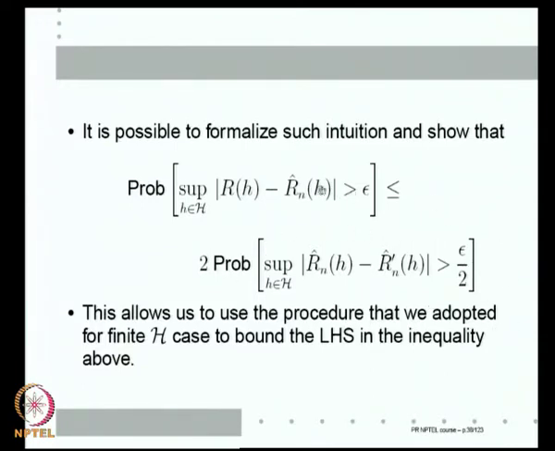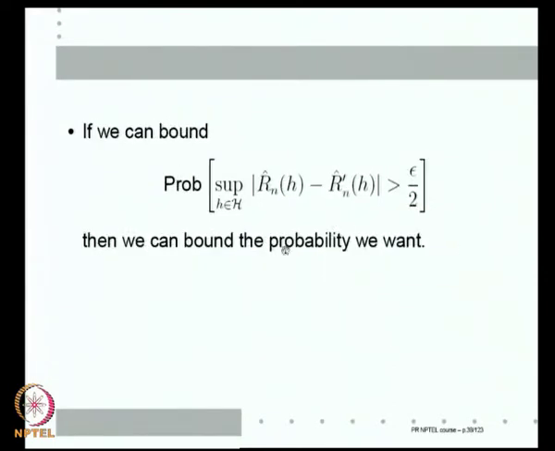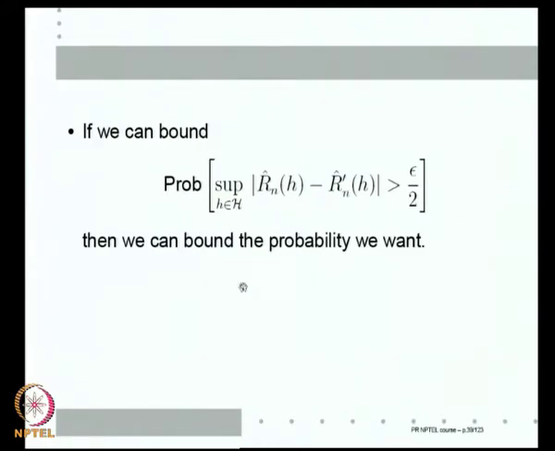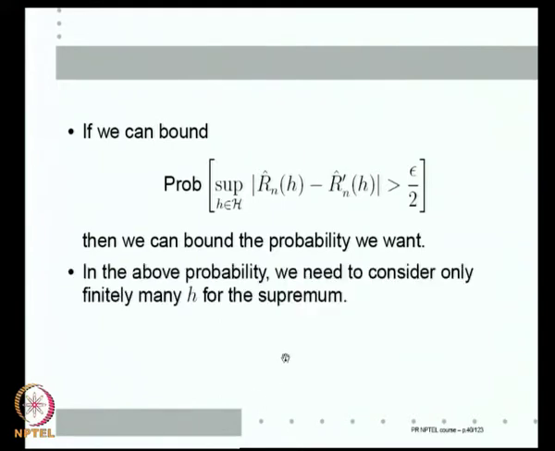Now, this can be bounded using only the supremum over finitely many h. So, let us go on and see how I can do that. If I can bound the probability that the supremum over h belonging to H of R hat n h minus R hat prime n h is greater than epsilon by 2, then I can bound the probability I want. This is the probability I want to bound. And as I explained above, we need to consider only finitely many h for the supremum, because this depends only on the empirical risk.